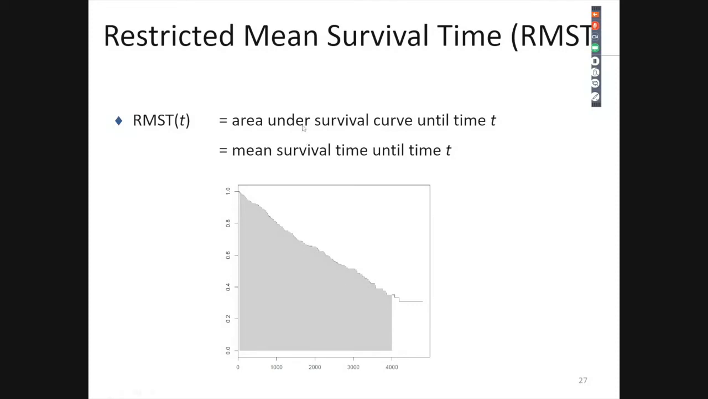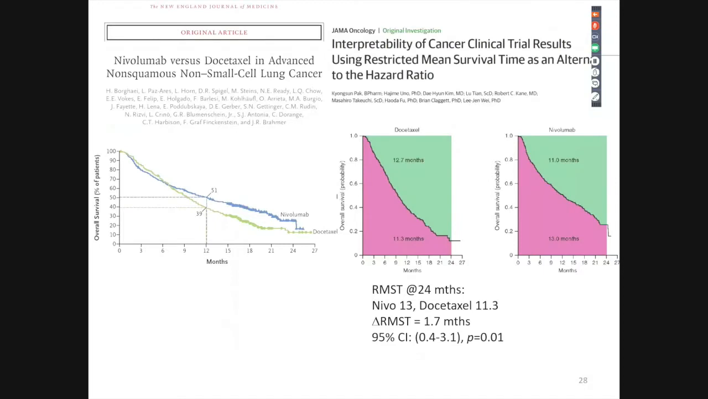Essentially, the idea is to calculate the area under the survival curve until a particular milestone, until a particular time, t. And essentially, this would be an estimate of the mean survival time until time t. Now, this has become popular recently, and you can actually apply this approach to quantify treatment effects and conduct tests.